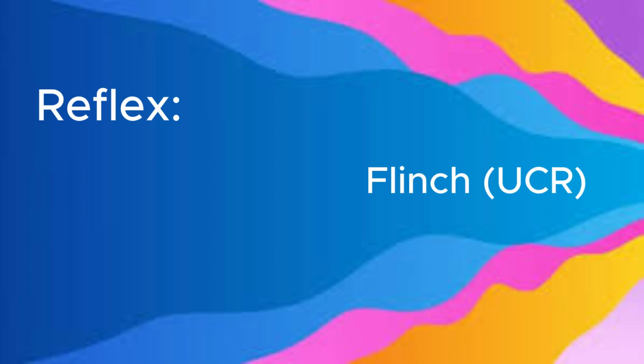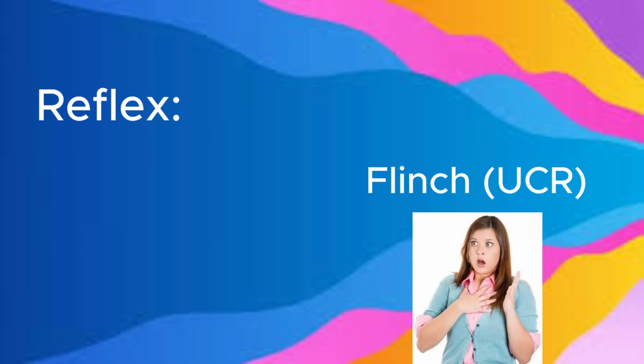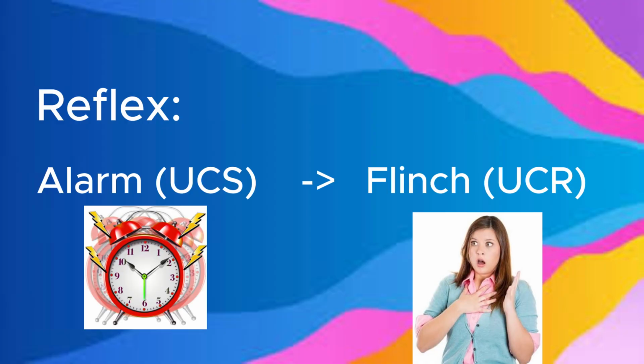The reflex that we're going to begin with is a flinch, or a surprise response to an alarm going off. The alarm is our unconditioned stimulus, or a UCS, and the flinch is our unconditioned response, or a UCR. We know that everyone flinches to an unexpected alarm, but let's see what happens when the phone goes off.